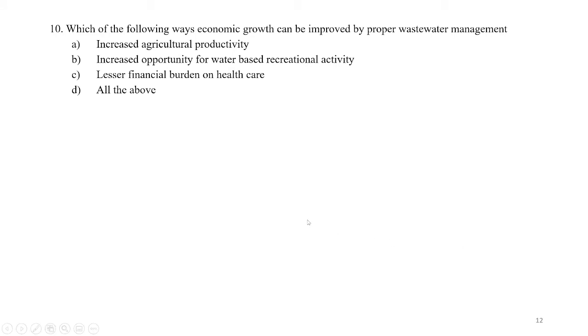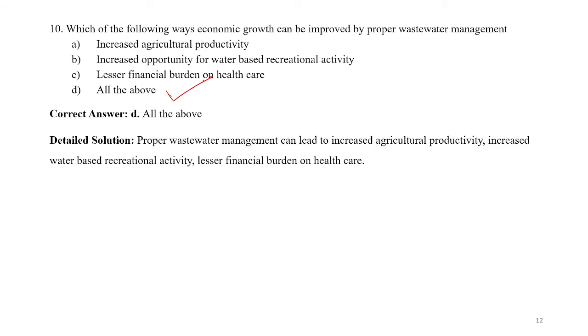The next question is, in which of the following ways can economic growth be improved by proper wastewater management? Again, the continuation of the last question. First option is increased agricultural productivity. Option B, increased opportunity for water based recreational activity. Option C, lesser financial burden on healthcare. D, all of the above. Yes, true. All of the above. Yes, correct.